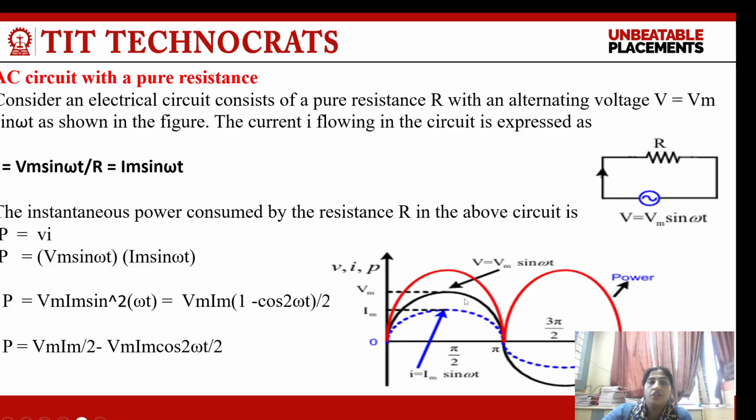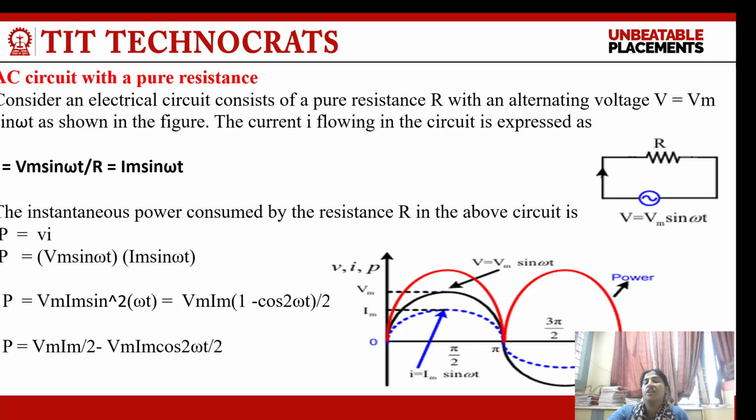Now if we apply an AC signal to a resistance, we get current as Vm sine omega t by R. So this Vm by R is known as Im, that is the maximum value of the current. If we apply a voltage of V equals Vm sine omega t, we get the current Im sine omega t. If you can see, the phase of the voltage and current is the same in both. So we can say in a resistive circuit the voltage and current are in phase.